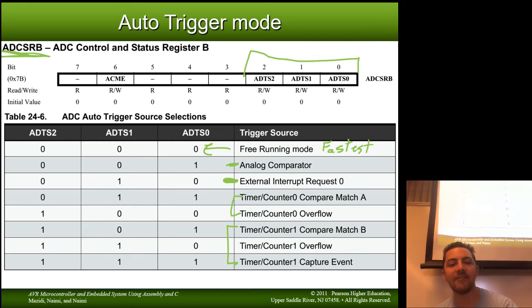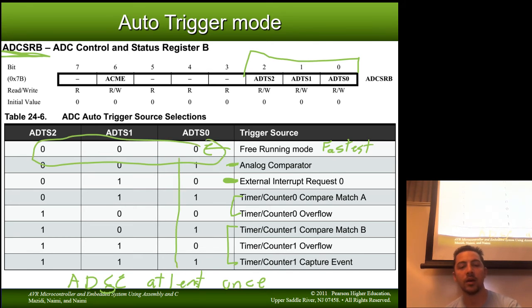The only caveat of all these auto trigger modes is you got to trigger the AD start conversion bit at least once, especially in free running mode. Okay, you set up auto trigger enable and you say free run, go as fast as possible. It won't actually start right then. You have to still tell it, okay, go start the first time. And then it will go into free running mode. With the timers, they will actually trigger it every time.